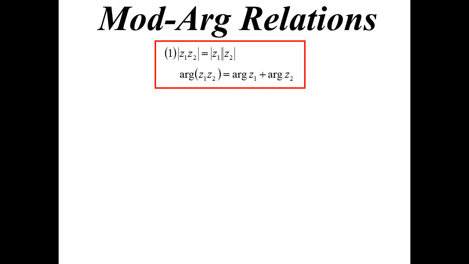With an argument though, you've got to be careful. We don't multiply the arguments together, we actually add them. It's a bit like your log laws. When we're doing the log of two things multiplied together, we actually add logs.